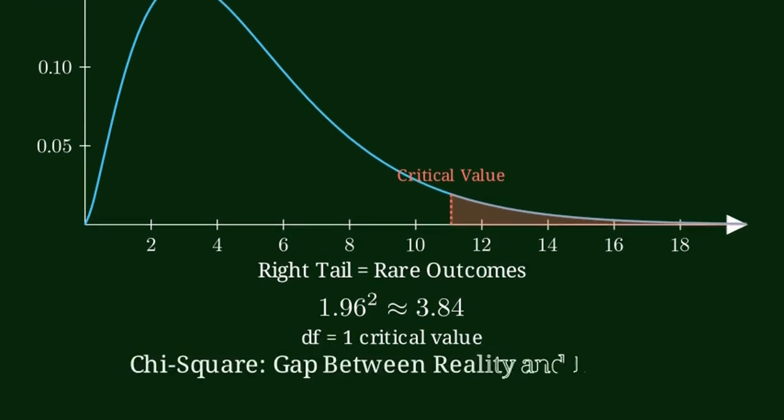Summary. The chi-square distribution measures the gap between observed and expected data. It is always positive, skewed right, and depends on degrees of freedom. We use it for goodness of fit and independence tests.